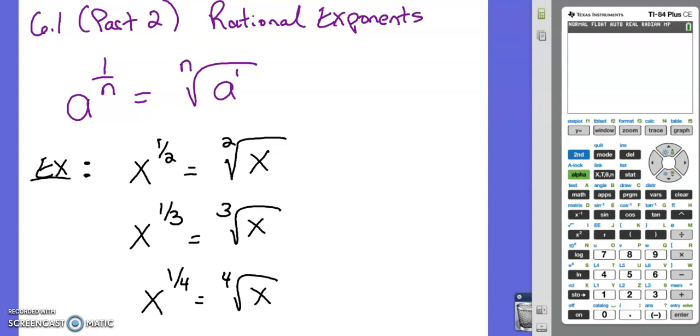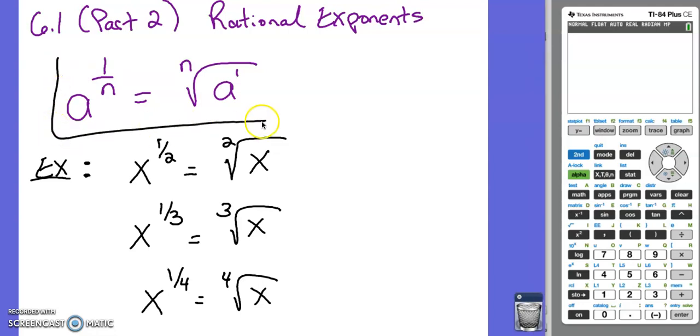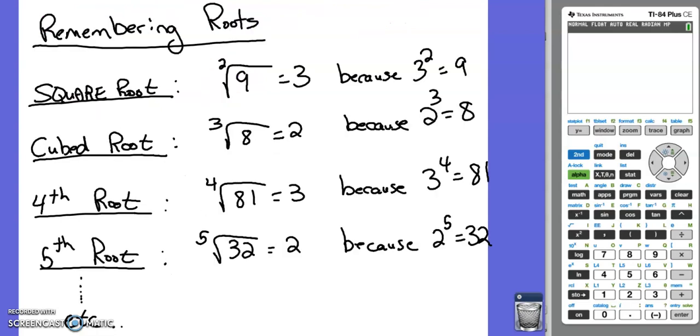The general understanding of this right here is a base to the 1/nth power. Whatever that exponent is, this is how you would write it as a root. I want you to pay attention: the denominator of the fractional exponent is actually the root. Whatever root we're talking about, that's the denominator of the fraction. Just as a quick reminder, what are roots, just to make sure you understand?